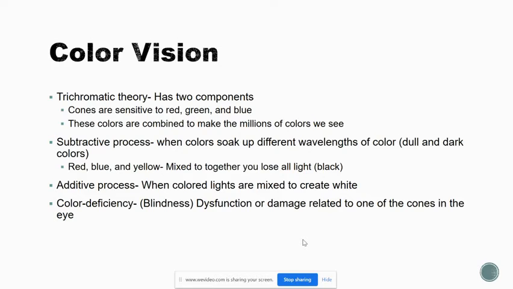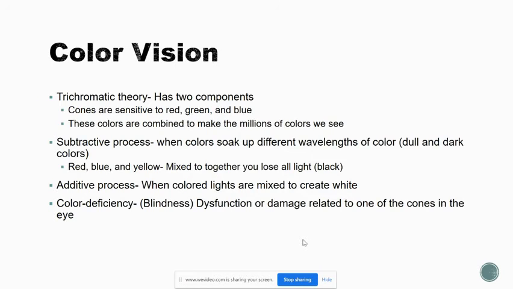All right. So, trichromatic theory has two components. The reason why I call it trichromatic is three colors. Our cones take in red, green, and blue. These three colors are combinations of the millions of colors we can see. That's according to this theory. You don't have to believe it, but it's according to this vision theory.